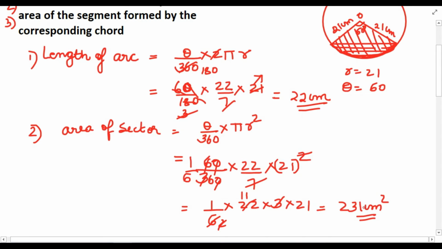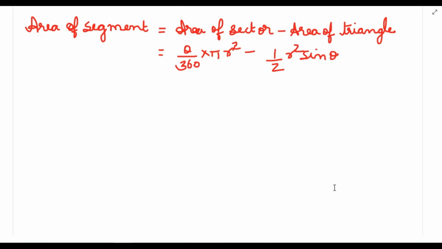And the last part is the area of the segment formed by the corresponding chord. The area of the segment means this part, we need to find. Area of segment is nothing but area of sector minus the area of the triangle formed. So the area of segment is area of sector minus area of triangle formed.